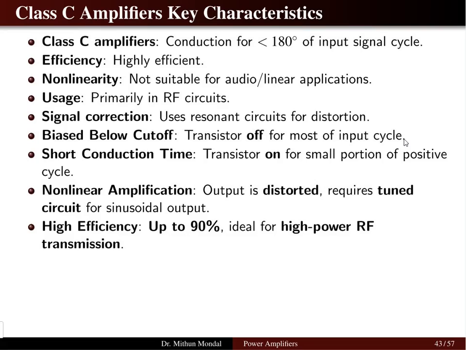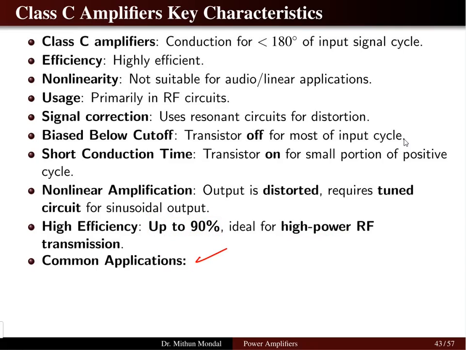These types of amplifiers have high efficiency, up to 90%. If you remember, in class A amplifier, the maximum efficiency was 25%. For the class B amplifier, the maximum efficiency was around 78%, whereas the class C amplifier will have an efficiency close to 90%. And hence they are ideal for high power radio frequency transmission.